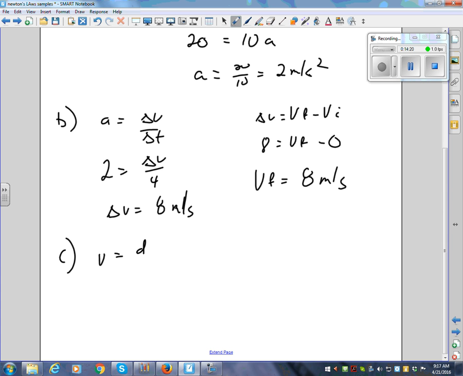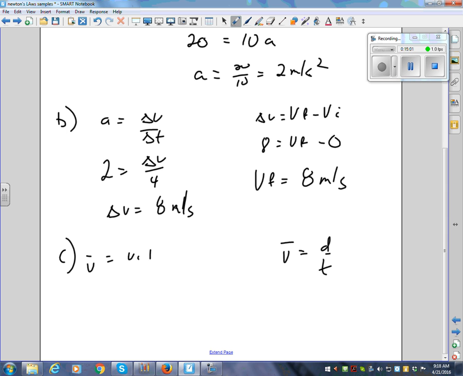V equals d over t, right? Do I use the 8? Do I use the 2? What do I use for v? 8? I hear a no. That's the final velocity. It's accelerating. Do we know this is actually average? Do we know the average? We do not. That's why I told you to put your pens down so you wouldn't write it down right away. We do not know the average.